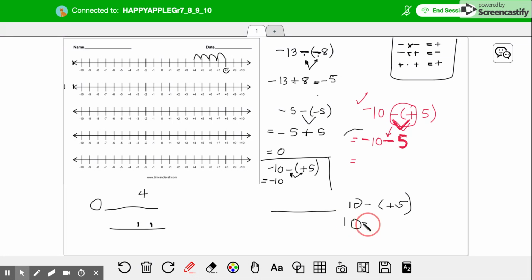Now that's -10, not +10. Okay, now what is -10 minus 5? I'm going back to our number line. Starting at -10, but now you're going -5.